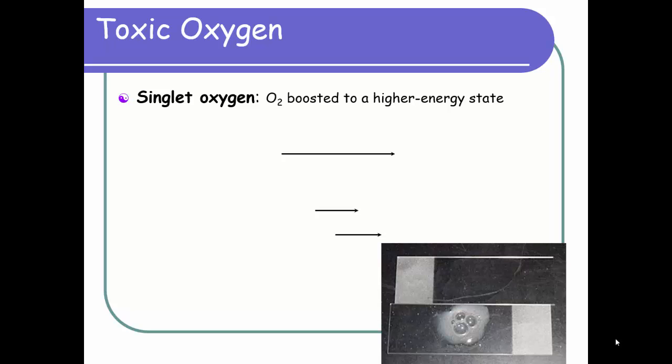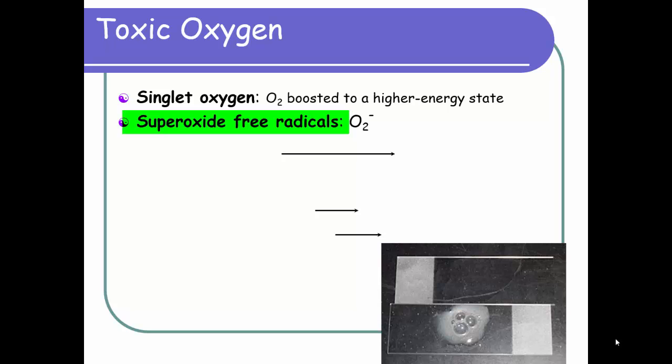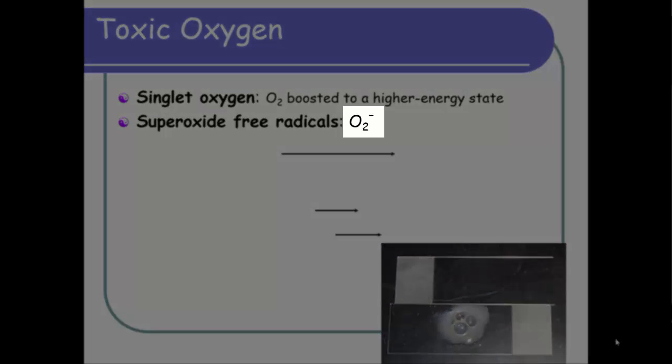When you have this situation of a lone electron out there, this singlet oxygen can actually tear through structures such as proteins and nucleic acids, and so this can cause damage within the cell. Superoxide free radicals are basically the same thing, except this time, instead of throwing one of the electrons out of the second shell, we simply have gained an electron from someone. So it's O2 negative.